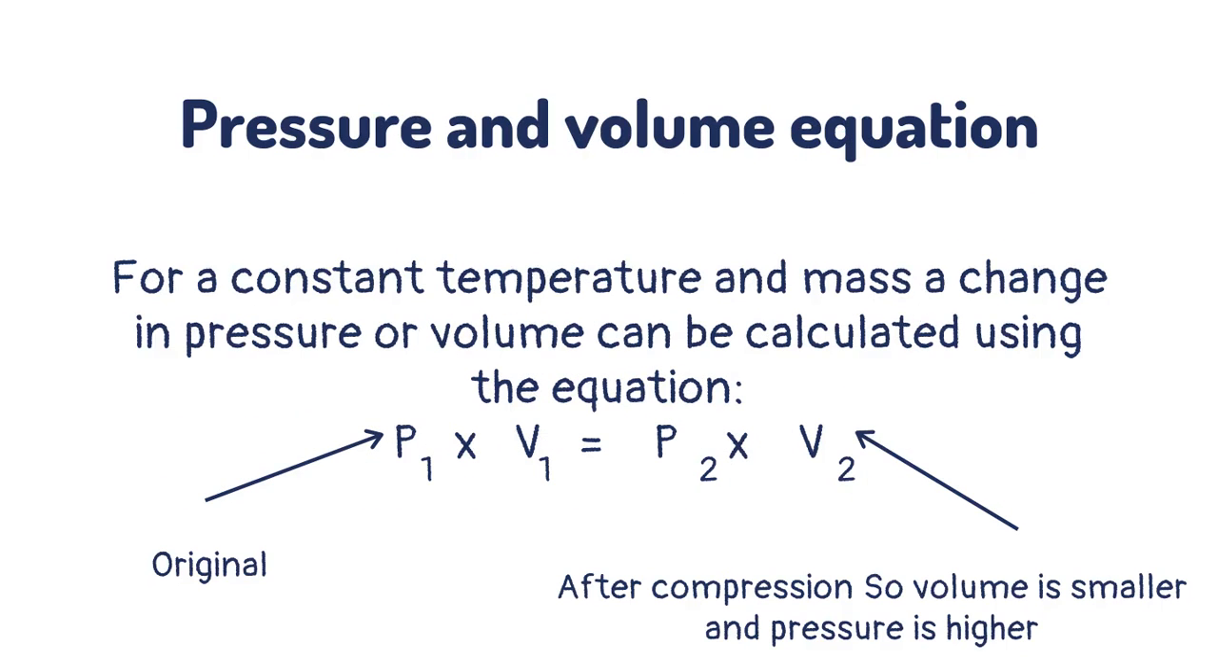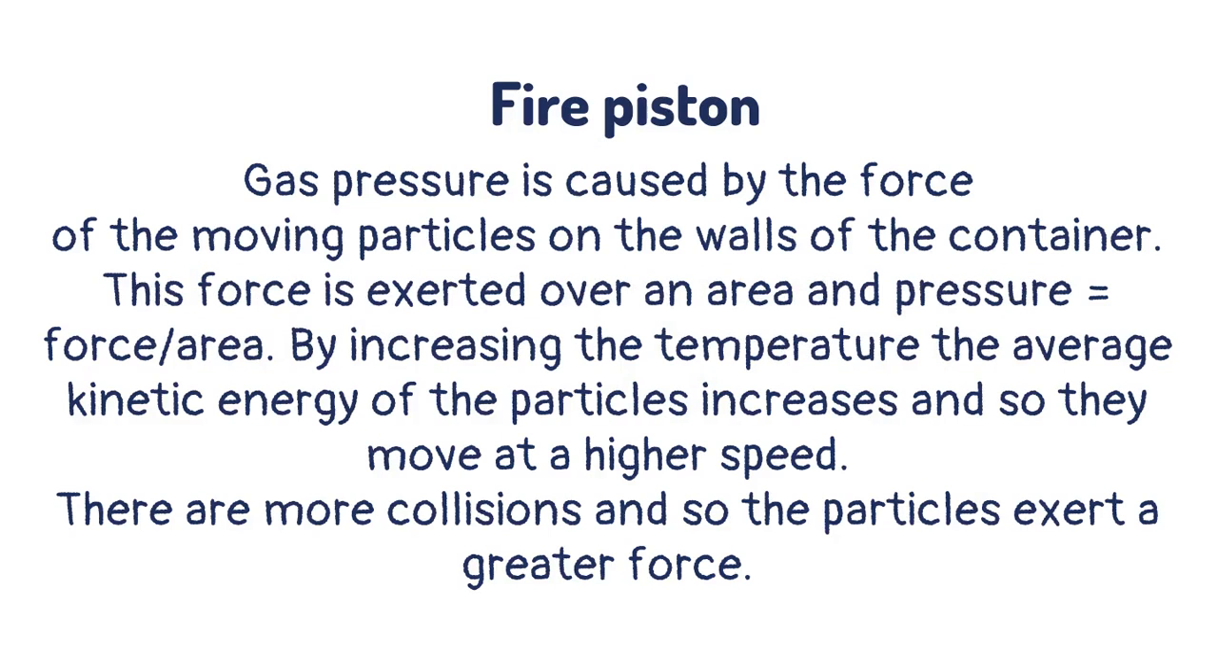For a constant temperature and mass, a change in pressure or volume can be calculated using the equation: pressure 1 times volume 1 equals pressure 2 times volume 2. Gas pressure is caused by the force of the moving particles on the walls of the container. This force is exerted over an area, and pressure equals force divided by area.